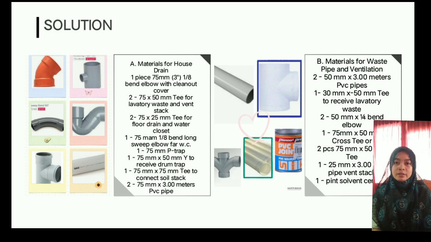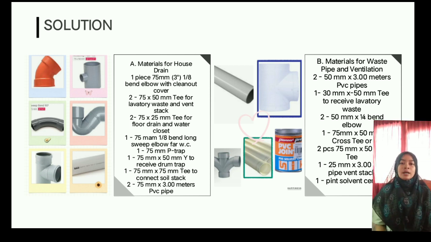A, materials for house drain. We need 1 piece of 75 mm 1/8 bend elbow with clean-out cover, 2 pieces of 75 by 50 mm T for lavatory waste and vent stack, 2 pieces of 75 mm by 25 mm T for floor drain and water closet, 1 piece of 75 mm 1/8 bend long sweep elbow for WC, 1 piece of 75 mm P-trap, 1 piece of 75 mm by 50 mm Y to receive the drum trap, 1 piece of 75 mm by 75 mm T to connect the soil stack, and also 2 pieces of 75 mm by 3 meters PVC pipe.